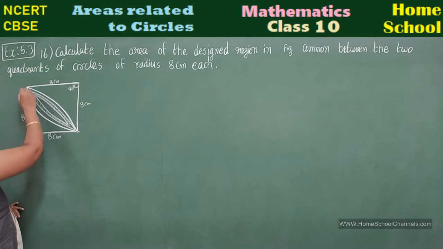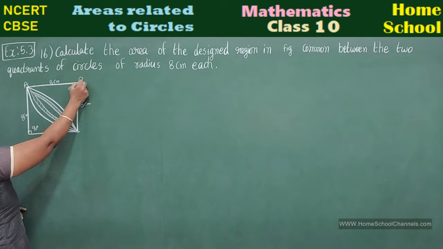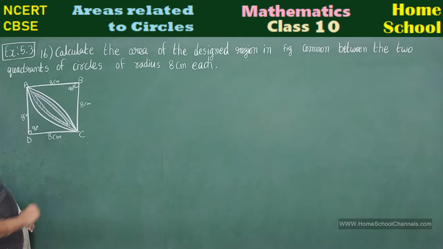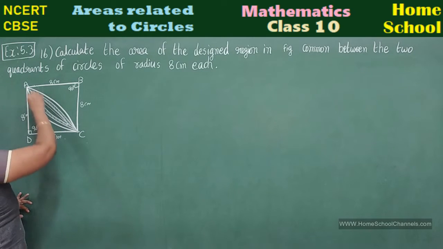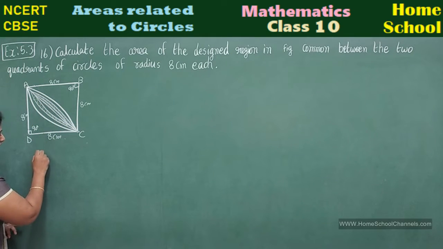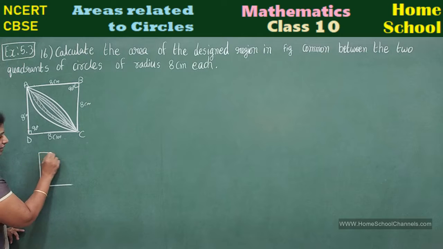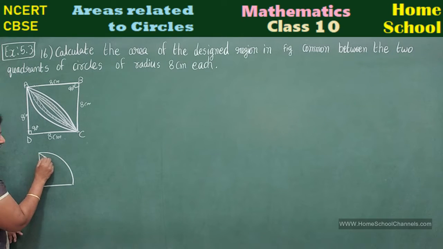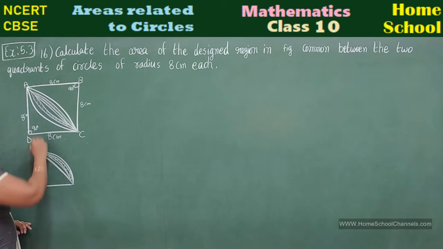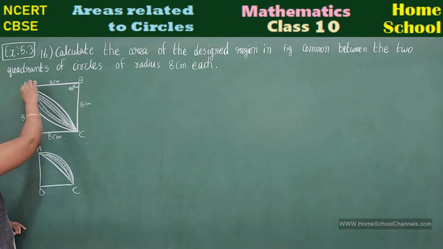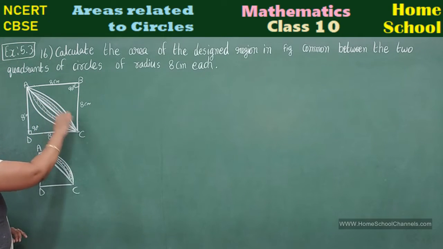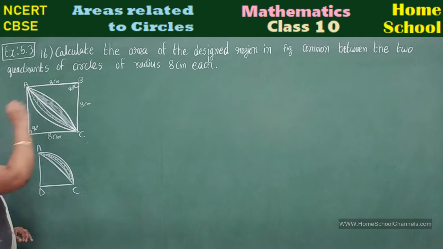Okay, let me mark this as A, B, C, D. Let me cut this part. Look here carefully. This is the quadrant. And this is the designed piece, what you can see there. Right? So, I have taken only one part, A, D, C. First, I will find this region's area.